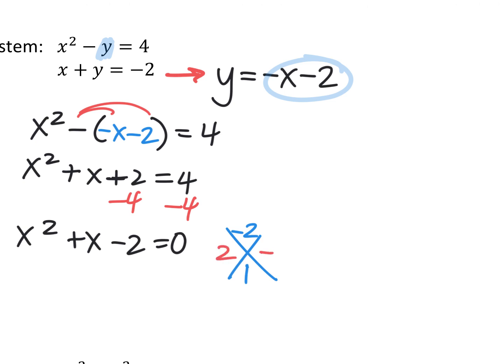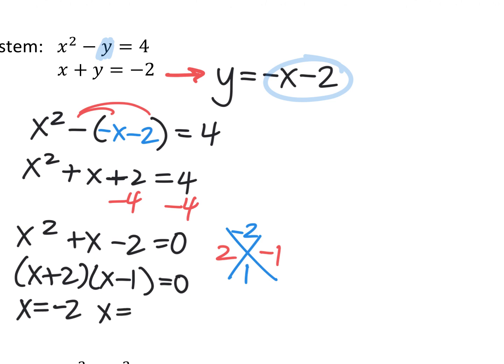Yeah, 2, -1. Because your a value is 1 right here, go right to parentheses, so you've got x plus 2, x minus 1, and that's equal to 0, obviously. You set those equal to 0, you get two answers. What are they? -2 and 1. Okay, this is a system, so you're not done. So now what do you think I need to do with those values?